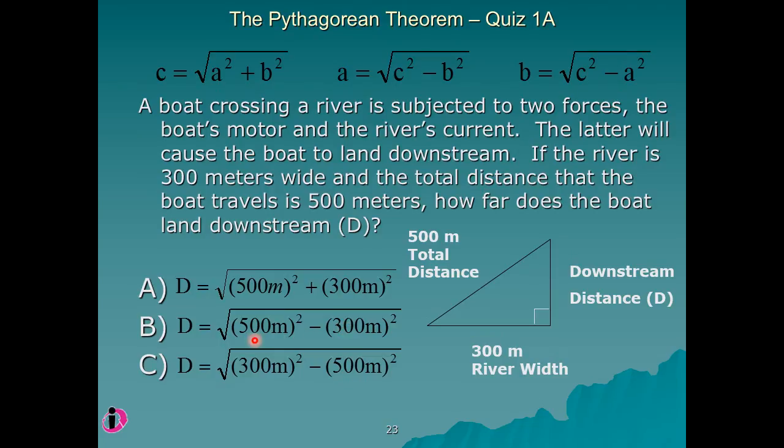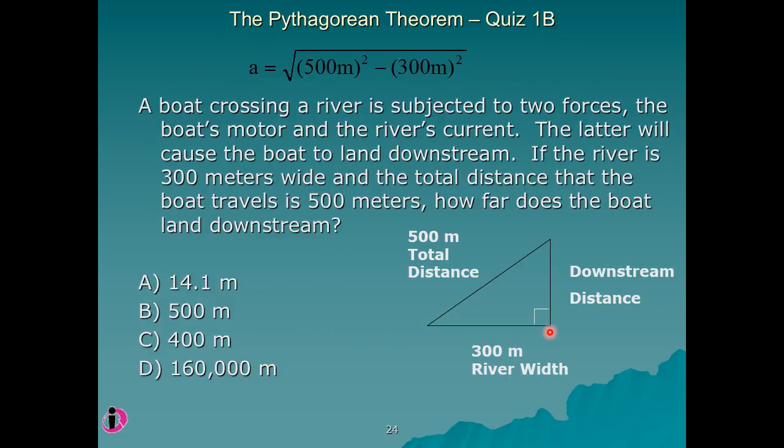Square root of 500 meters squared minus 300 meters squared. If you solve this math, you'll get 400 meters. That means the downstream distance here is actually 400 meters. So if you solve this, then we'll get the answer. If you use your calculator, you can find it, right? So the right answer will be C.